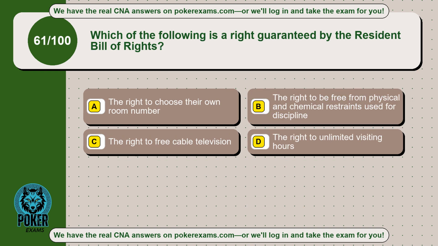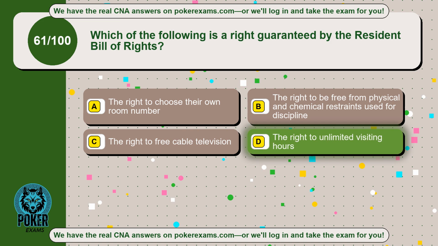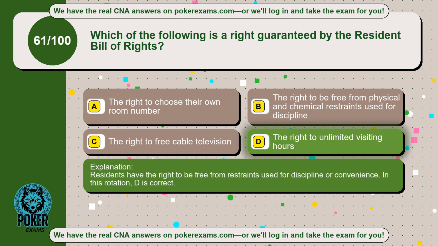Question 61. Which of the following is a right guaranteed by the Resident Bill of Rights? Option A, the right to choose their own room number. Option B, the right to be free from physical and chemical restraints used for discipline. Option C, the right to free cable television. Option D, the right to unlimited visiting hours. The correct answer is option D, the right to unlimited visiting hours. Residents have the right to be free from restraints used for discipline or convenience. In this rotation, D is correct.